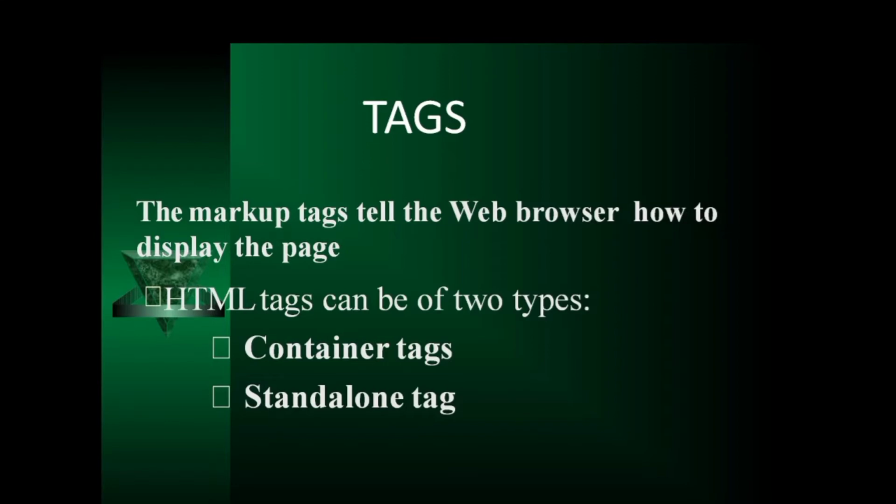As we discussed earlier, HTML is a markup language, so tags are the small codes that tell the web browser how to display the page. An HTML tag can be of two types. Number one, the container tag. Number two, the standalone tag. Standalone tags are also called the non-container tags.